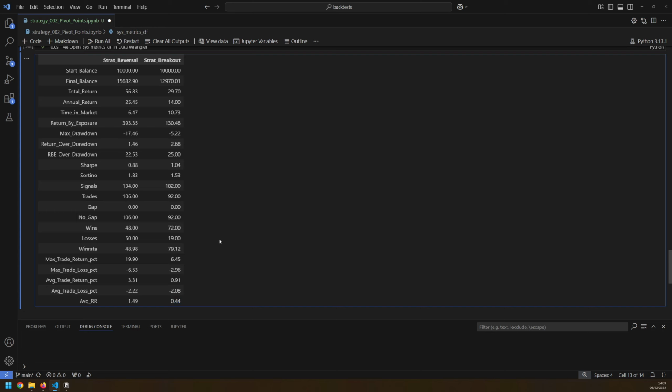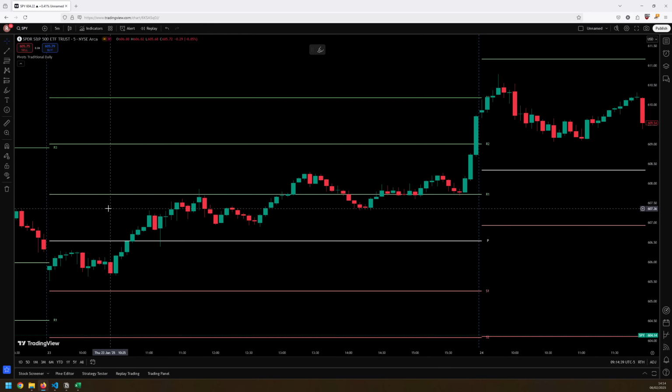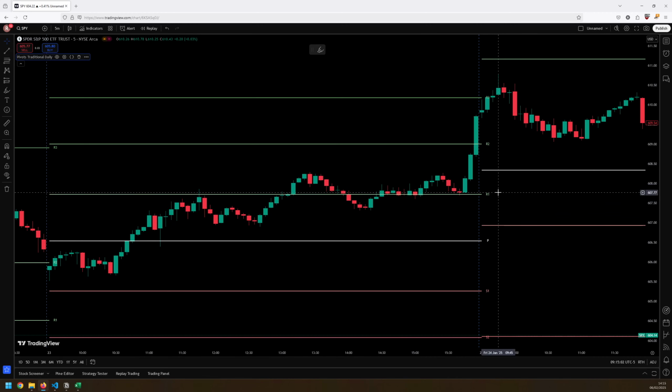Now that I've completed my backtest, here's a recap of the best parameters. I use daily pivot points based on yesterday's price data, and I only use the first 3 support and resistance levels. There are 2 strategies, a breakout and a reversal. The breakout is always taken at R1, and the reversal is always taken at S1.